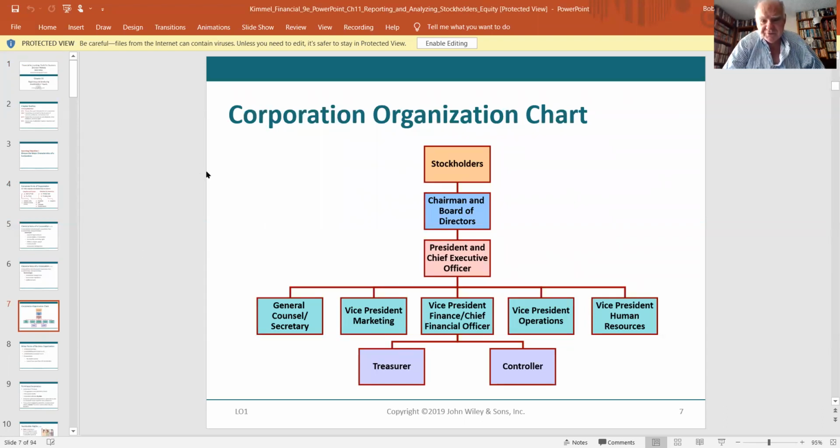The stockholders are supposed to be the boss. The stockholders elect the chairman and the board of directors, and then the board of directors choose who the president and CEO is going to be, and then you have your different vice presidents, et cetera, et cetera. The board of directors are the ones who decide what kind of dividend is going to be given out and when and how much.